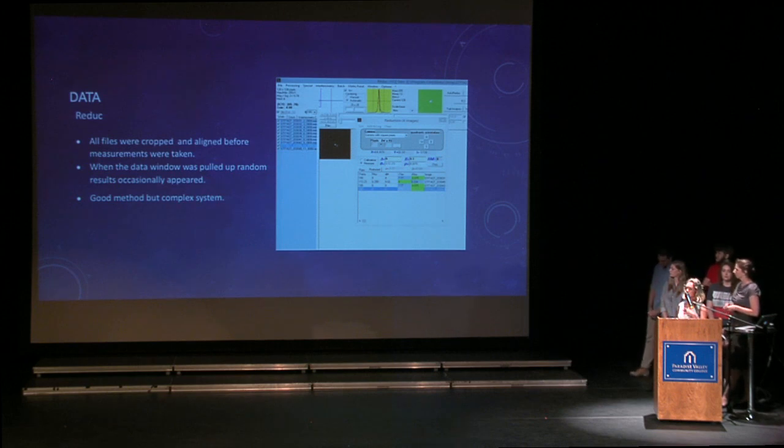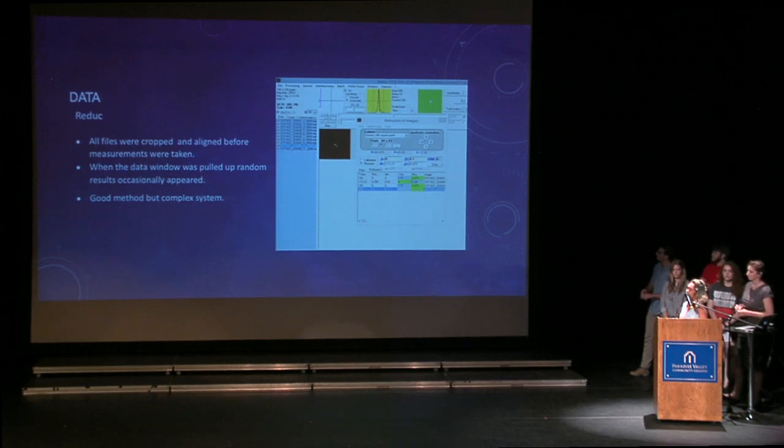Then you would have to click a certain image, click it 4 times, and you get your theta and rho measurements. But unfortunately the program didn't work so well because, as you can see, there's zeros where rho and theta are, which is not possible. And it's a good method, but it's very complex since it's a more foreign software built by different people.